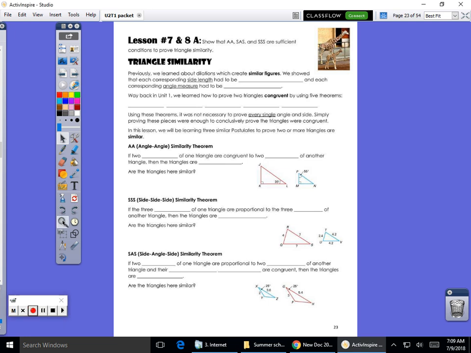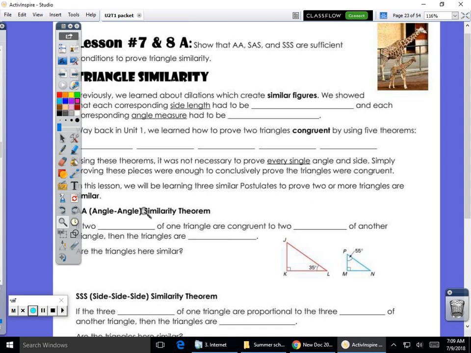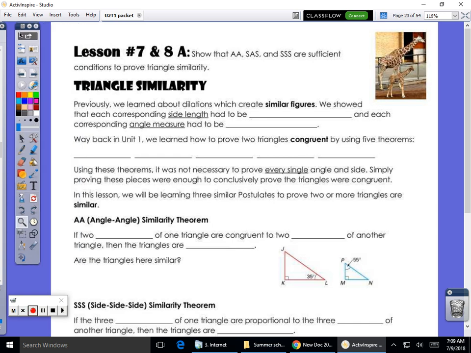We have been looking at triangle congruence, but we are now transitioning to triangle similarity. So they're not the same size, same shape, but they're similar. So what does that mean? Previously we learned about dilations, which create similar figures. We showed that each corresponding side length had to be not congruent anymore, but now proportional, and each corresponding angle measure had to be congruent. So the angles stay congruent, but the sides need to be proportional.